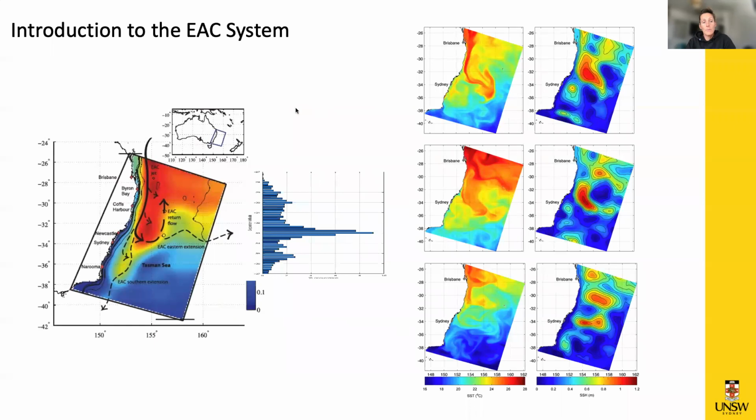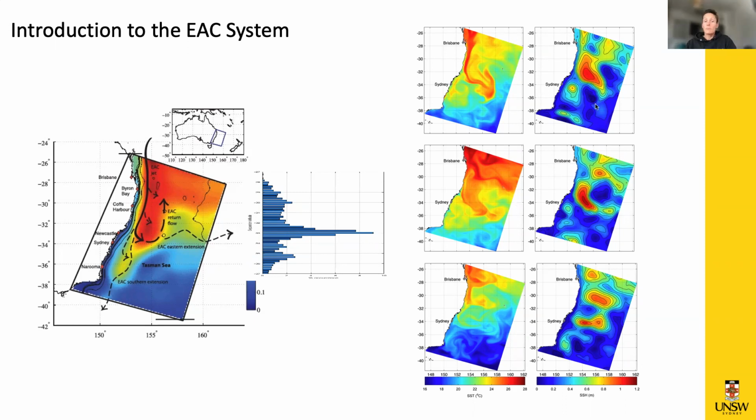In the mean field, the mean sea surface height of the East Australian Current looks like this, where we have the EAC typically separating around 32 south with some return flow. And this histogram shows the percentage of time at which the EAC separates from the coast. You can see that it typically does so between around 32 and 34 south, but the EAC can separate at any given latitude poleward of around 27 south, which is the latitude at which the EAC jet is typically most coherent.